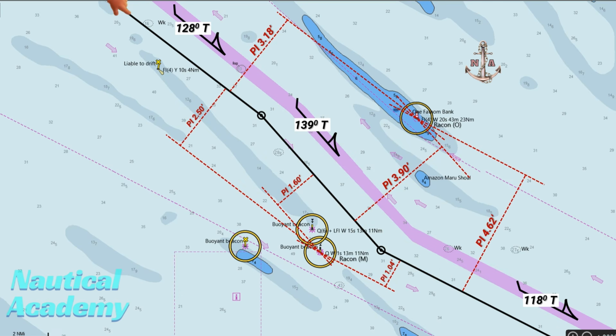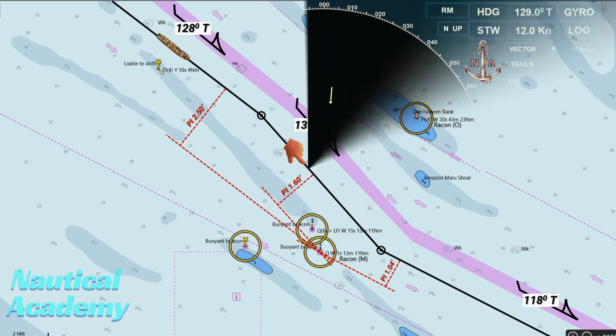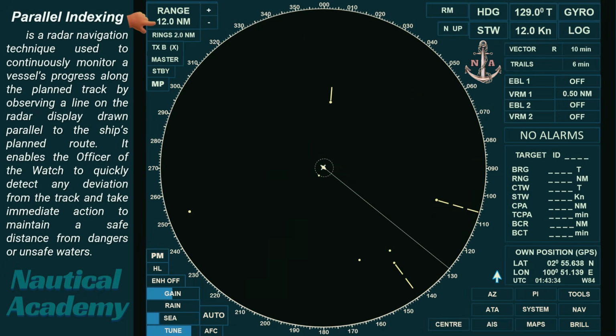Now in this scenario, let us assume that our ship is transiting along the One Fathom Bank TSS, and the vessel's position is abeam of this buoy. In our passage plan, we use the South Raycon as the reference point for our parallel index lines as it is close to our planned track. The radar is set to a 12 nautical mile range.